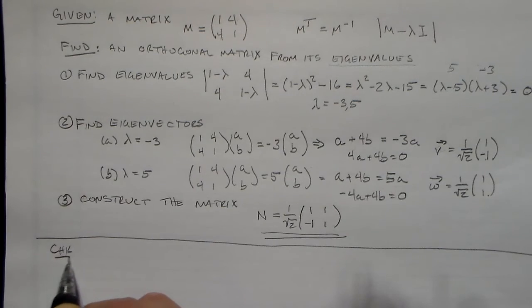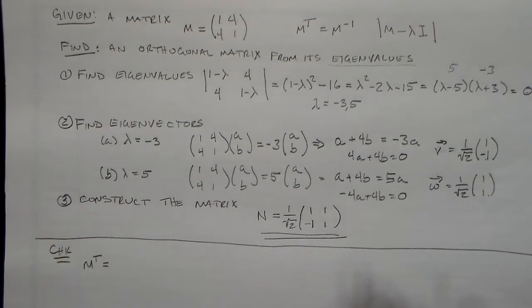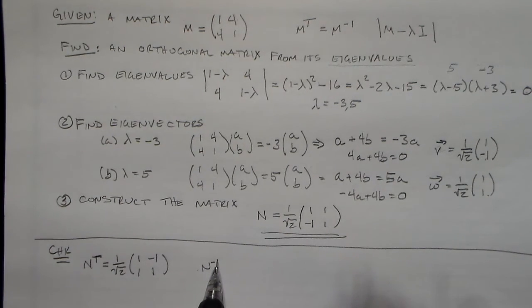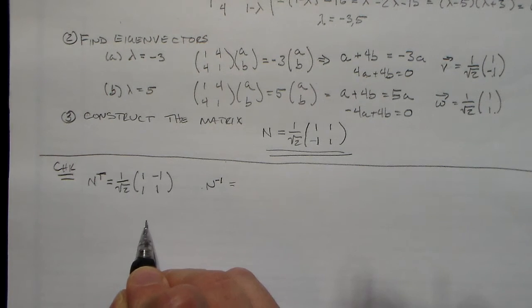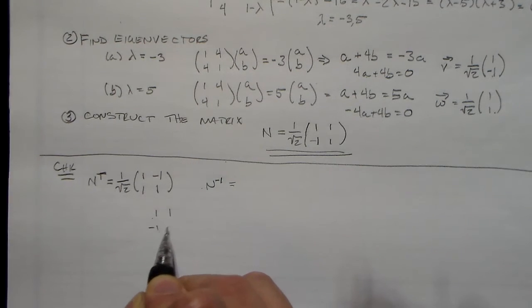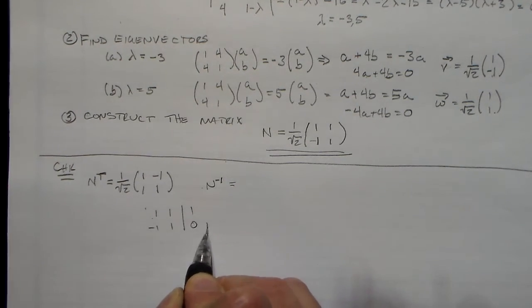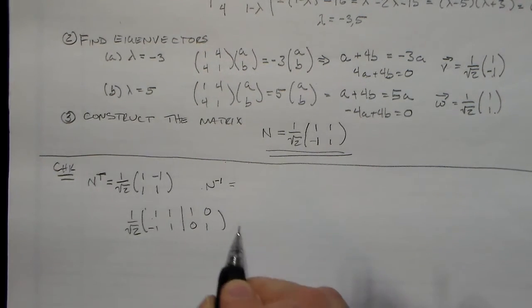So let's check. What is M transpose? Not M transpose. We want N transpose because it's the orthogonal matrix. N transpose is just 1, 1, and then we flip these two around, 1, minus 1. That's the transpose. And to find N inverse, we'll have to use some sort of technique. I forgot the name of this method, so we'll just use the method that I can think of off the top of my head. So I've got 1, 1, minus 1, 1, augmented with 1, 0, 0, 1, and I'll multiply all that by 1 over the square root of 2.